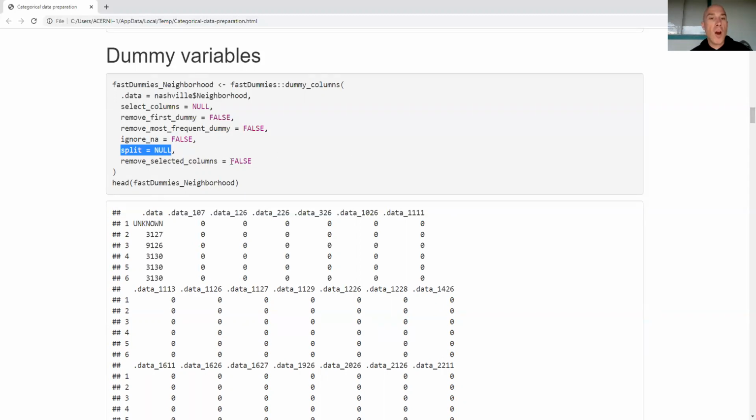And remove selected columns. All right, this is false. So you'll notice that the original column is included in here. The original neighborhood column is right here. If this was true, it would not be there. So by putting false, I have one column that's categorical. If it was true, I would have 100% binary vectors.